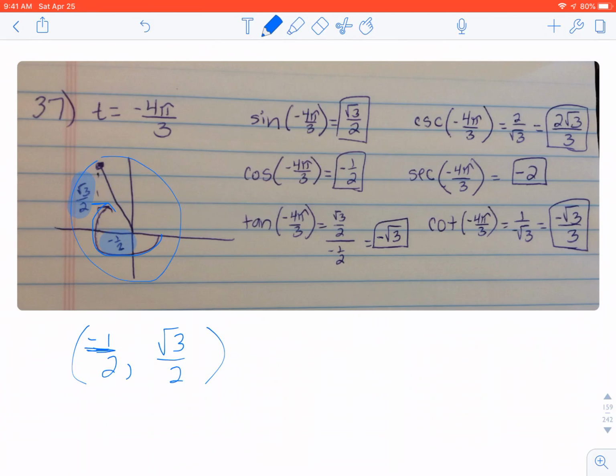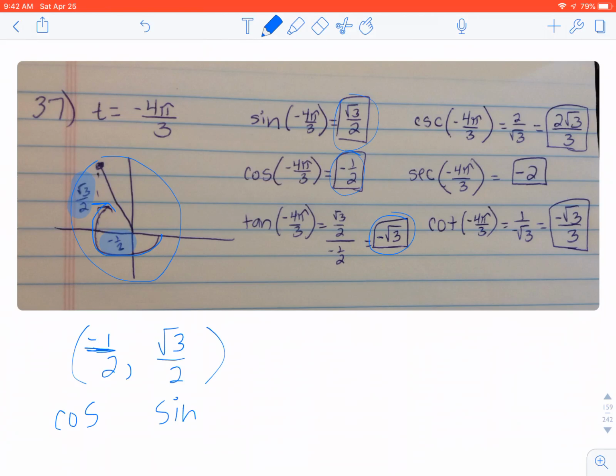Okay? So evaluating those, remember your ordered pairs are always cosine, comma, sine. So the sine of negative 4 pi over 3 is square root 3 over 2. The cosine of negative 4 pi over 3 is negative 1/2. The tangent of negative 4 pi over 3 is always our sine over our cosine. Clean that up. Remember, you're multiplying by the reciprocal when you're dividing fractions. So negative square root 3.